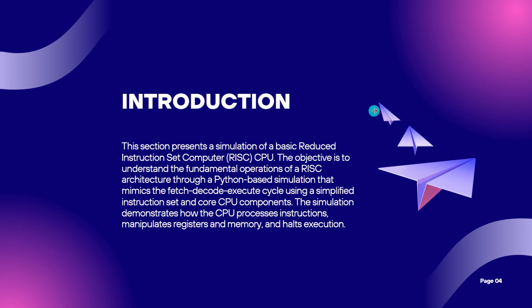For introduction, this section presents a simulation of a basic reduced instruction set computer, which is a RISC CPU. The objective is to understand the fundamental operation of a RISC architecture through a Python-based simulation that mimics the fetch, decode, execute cycle using a simplified instruction set and core CPU components. This simulation demonstrates how the CPU processes instructions and manipulates registers and memory during execution.